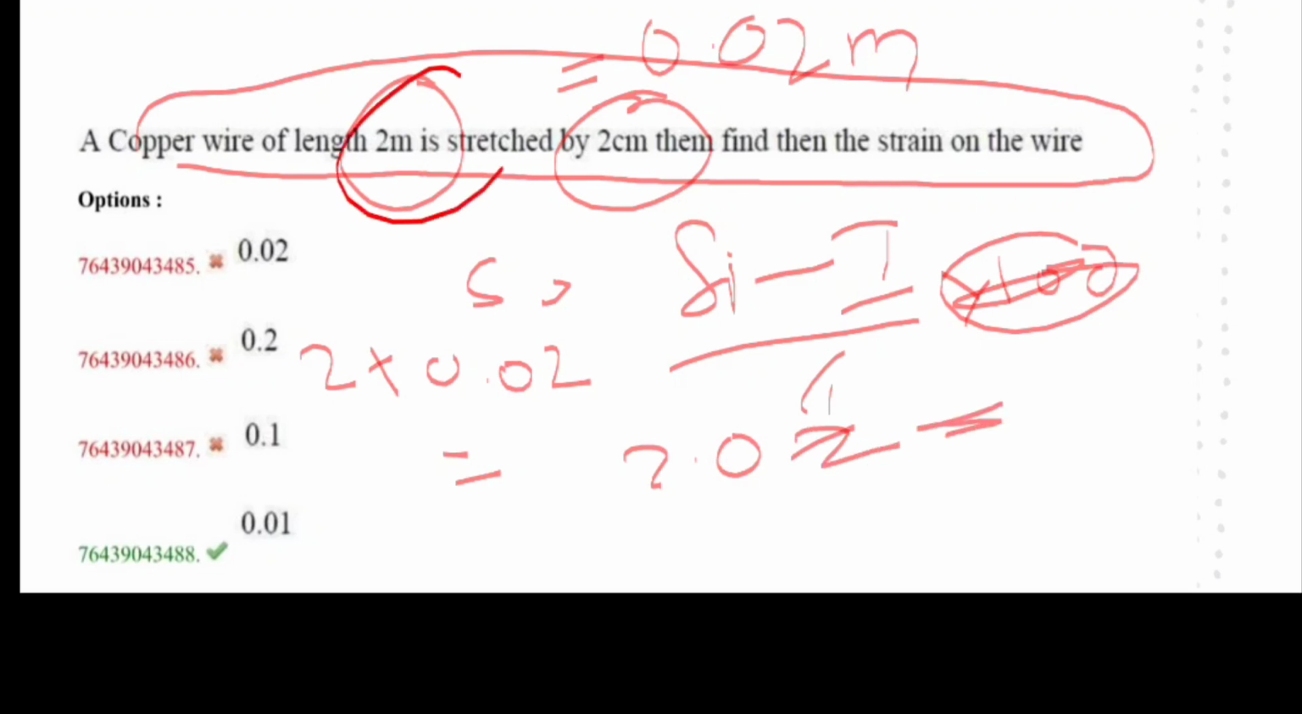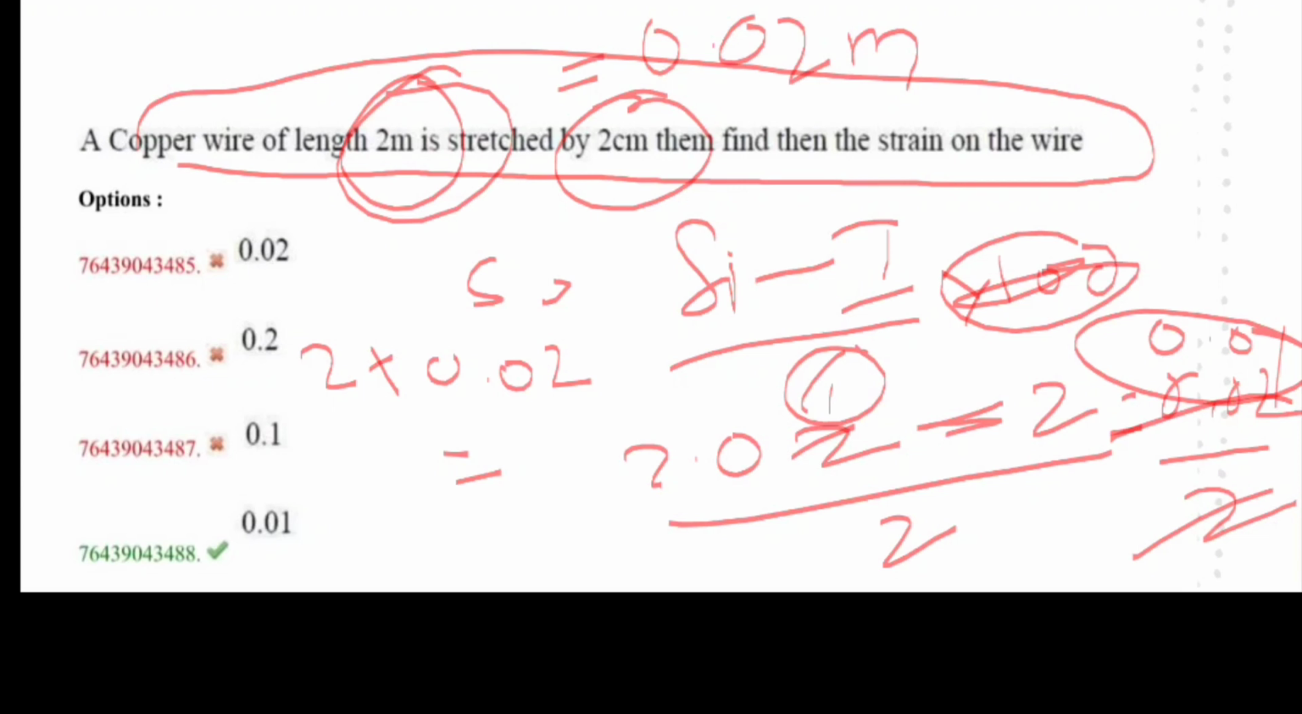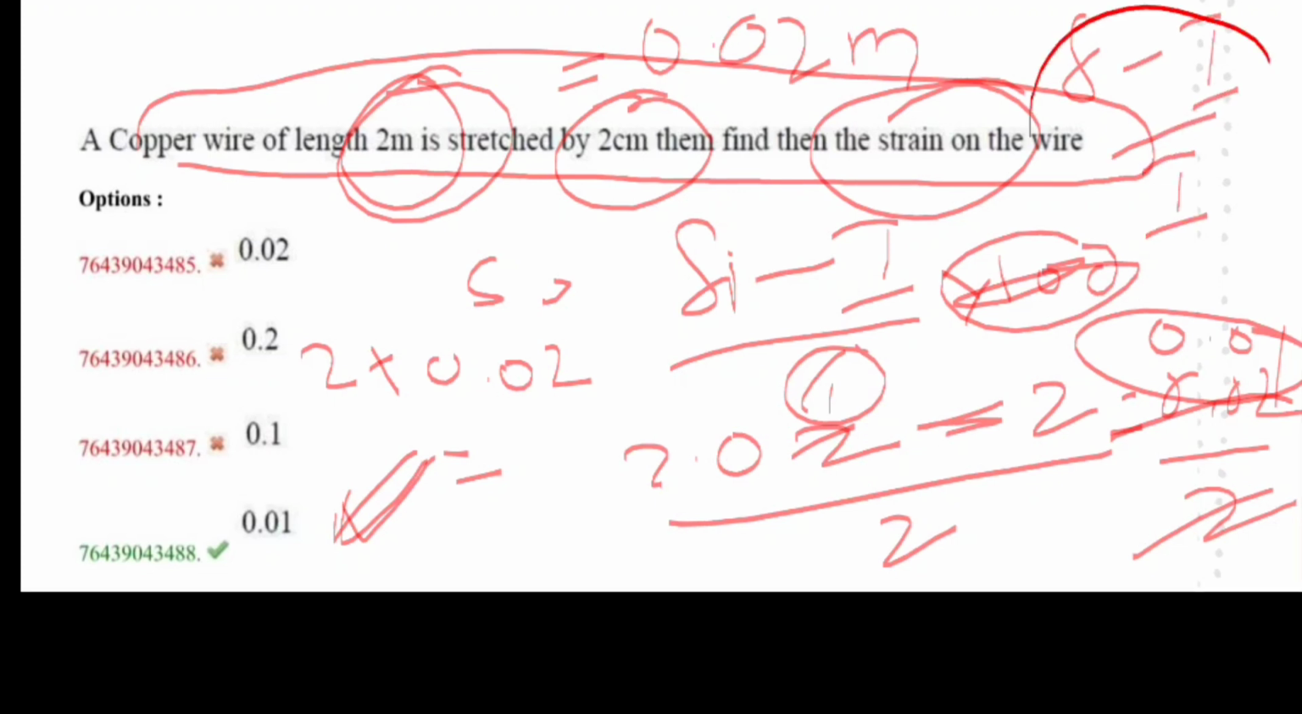Minus, what is the initial length? 2 meters. Divided by the initial length, 2. 2.02 minus 2 is 0.02, divided by 2, 0.01. The strain will be 0.01. Option 4 is the correct one. The formula for strain is final length minus initial length by initial length. Remember this formula. Let's see the next question.